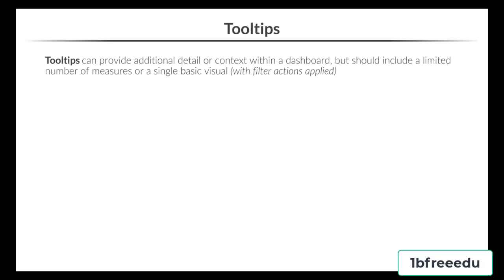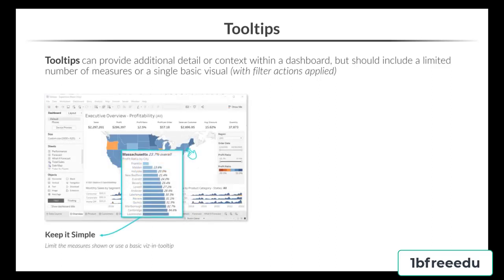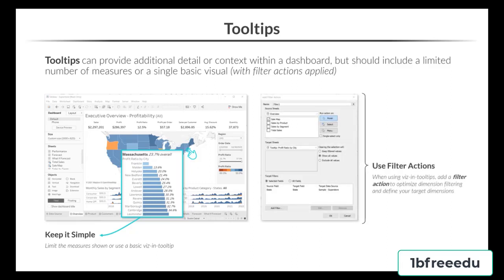Tooltips can provide additional detail or context within a dashboard, but should include a limited number of measures or a single basic visual, which should also be applied with filter actions. There are two primary optimization points related to tooltips. The first is to keep it simple. Less is more in the case of most performance optimization, and the same methodology applies to tooltips. Try and simplify your tooltips by limiting the number of complex measures and using basic viz-in tooltips to help users. In addition, you should also leverage filter actions which can specifically help performance with viz-in tooltips.